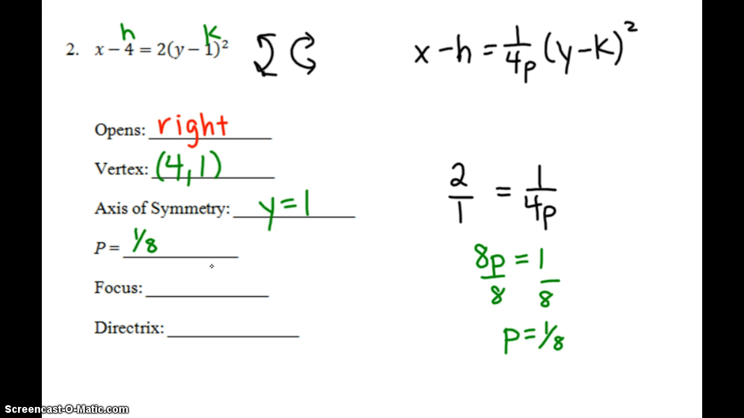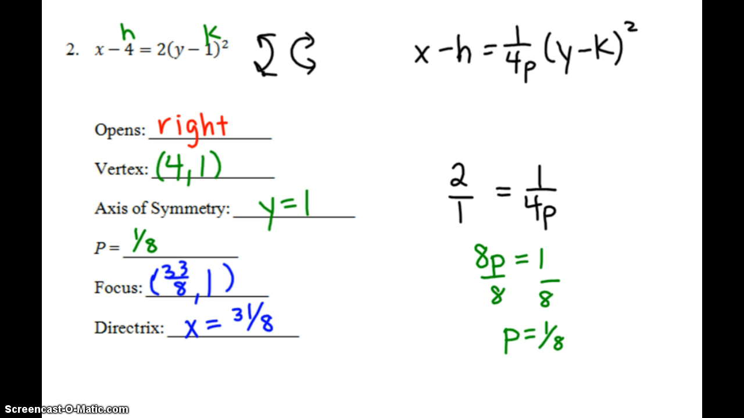Now, with the focus, remember, this time, because it opens left and right, the y value will stay the same while the x changes, the h value. So we're going to add 4 plus 1/8, and you get 33 over 8, comma 1. For the directrix, it's going to be x equals, but this time you take h and you subtract 1/8, so you get 31 over 8.